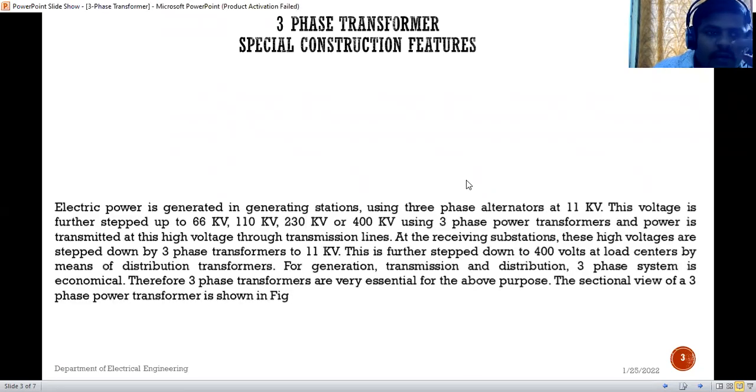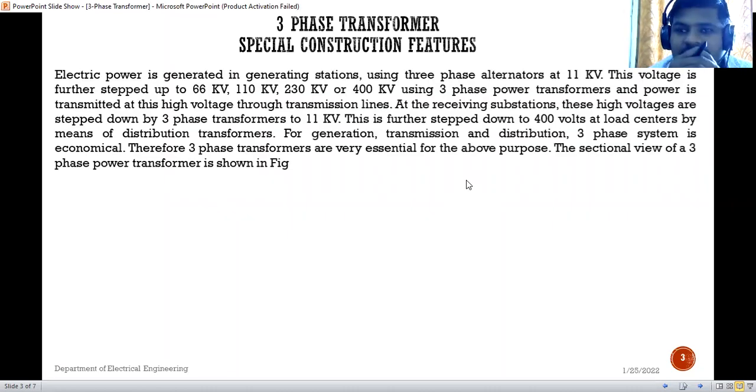See, in electrical power, as I have already told in the previous lecture, the generation of electrical energy in our country is at 11 kV by using an alternator. So the generated energy will be at 11 kV.